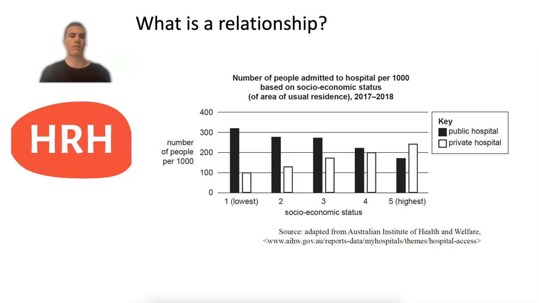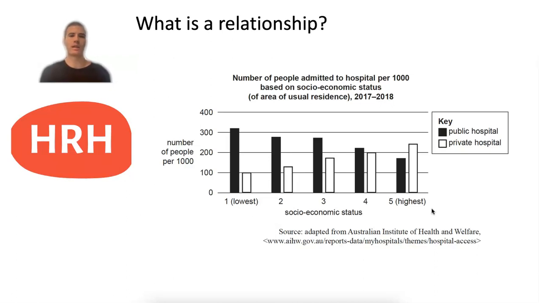So for example, a relationship in this graph would be as you move from lowest socioeconomic status to highest socioeconomic status, there's a decrease in the number of people per 1,000 that are admitted to public hospitals. But also another relationship is as you move from lowest socioeconomic status to highest socioeconomic status, there's an increase in the number of people admitted to hospital per 1,000 for private hospitals. So there's a couple of different examples of relationships in this graph here.